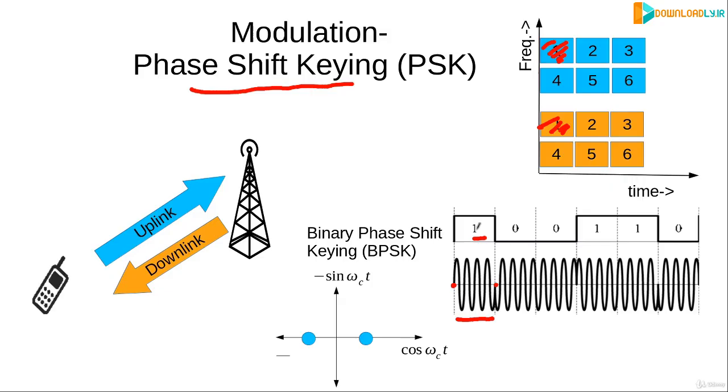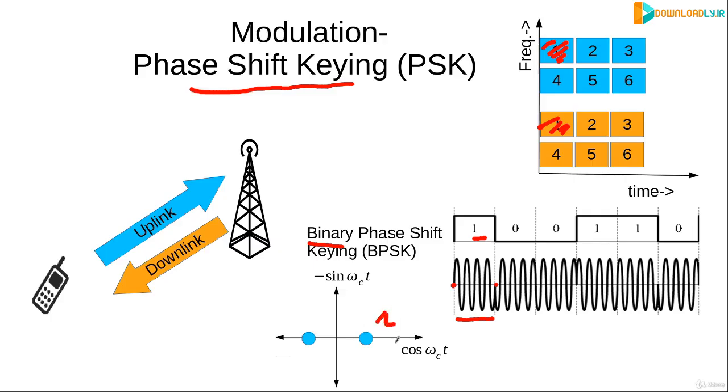So here, whenever you have a transition from 1 to 0 or 0 to 1, you can see that there is a phase change of 180 degrees. So in this case, the 1 is being modulated as a carrier with 0 degree phase, and 0 is being modulated as a carrier with 180 degree phase. And here this is the case of the binary phase shift keying, because we are modulating ones and zeros individually.